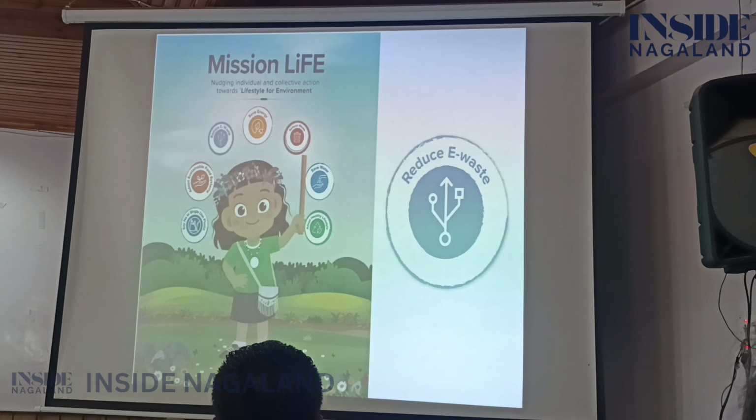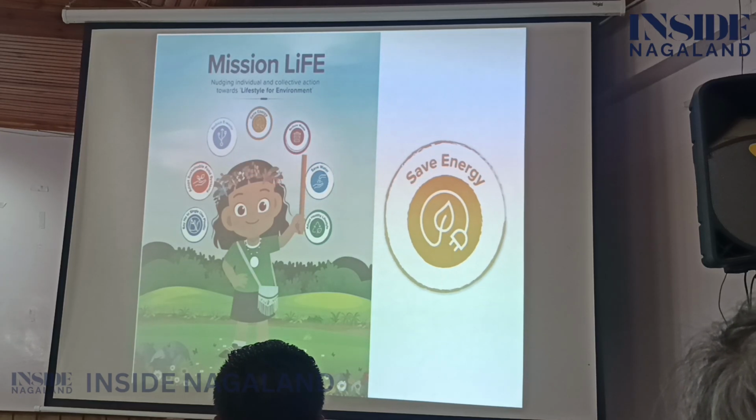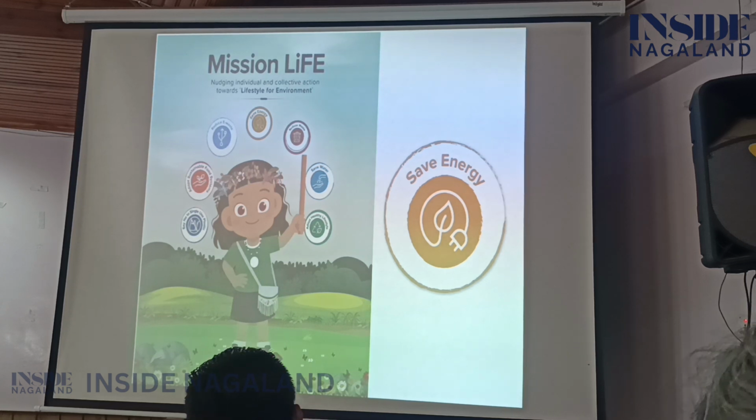Reduce e-waste. Electronic waste has become quite a concern now, because the components made from it involve lots of heavy metals. Whenever these are not disposed of properly, it pollutes our environment. Another is to save energy. Whenever we go out of our room, we should switch off the lights. These are small things we can do, but definitely they will have an impact on our environment.